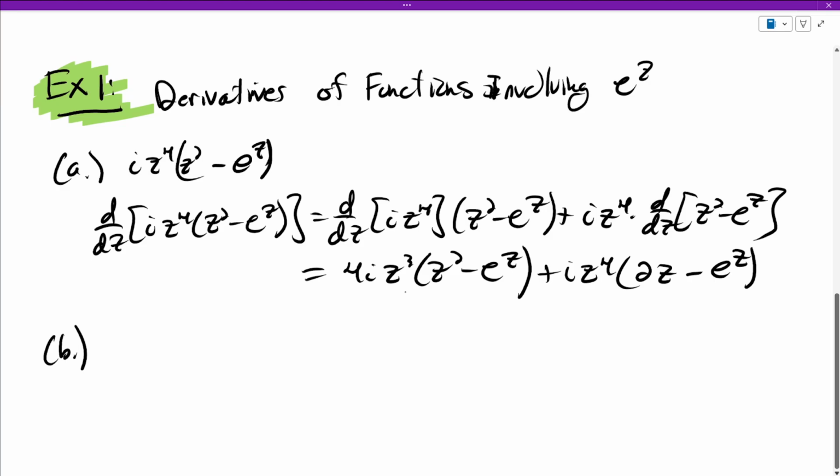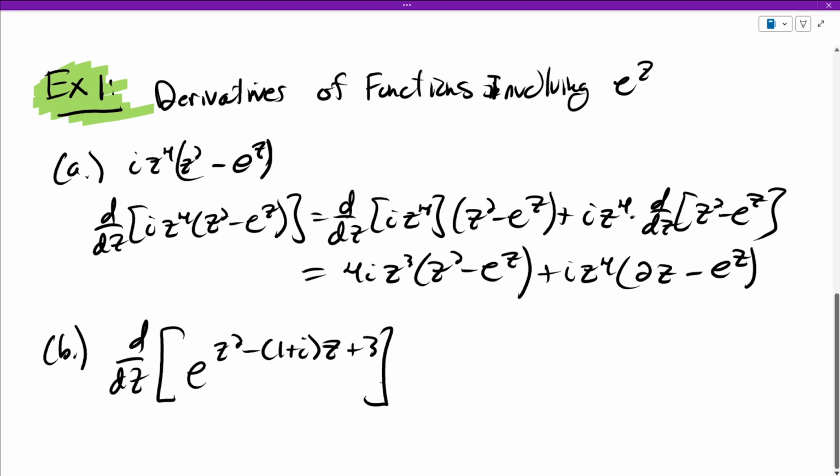And then our next guy is going to be a little more complicated. We're going to want to differentiate e to the z squared minus 1 plus iz plus 3. And so this is a chain rule type problem. And so the key to chain rule problems is whatever you first do when you plug something in, you cover that with lavender. And then you differentiate like normal.